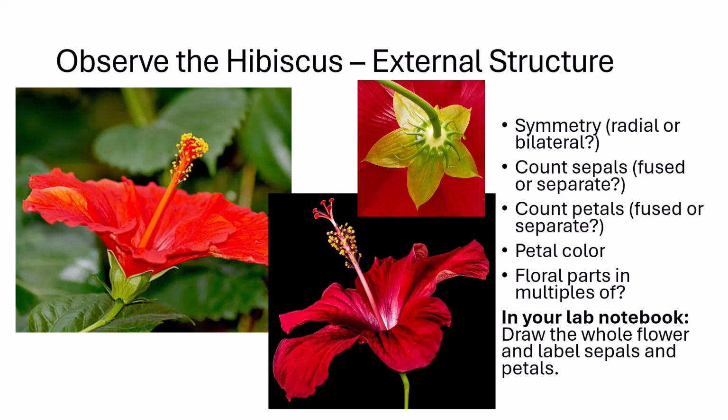Begin by examining the external structure. Determine the symmetry. Is it actinomorphic or zygomorphic? Count the sepals. Are they fused into a calyx? Count the petals. Are they separate or partially fused? What color are they? How many do you see? Notice whether the parts occur in multiples of 5, a hallmark of Eudicots.